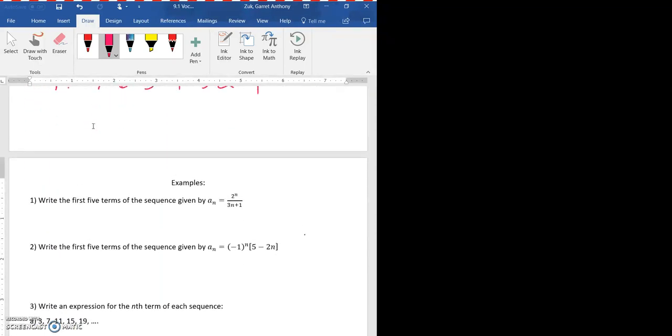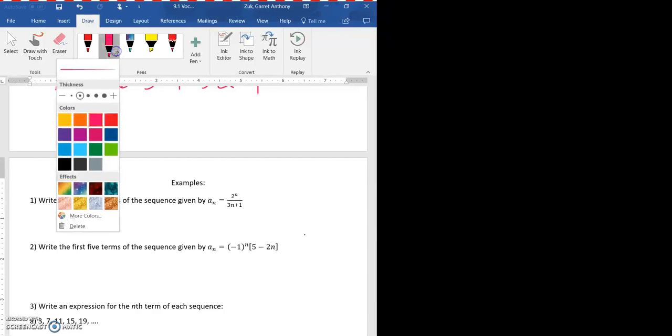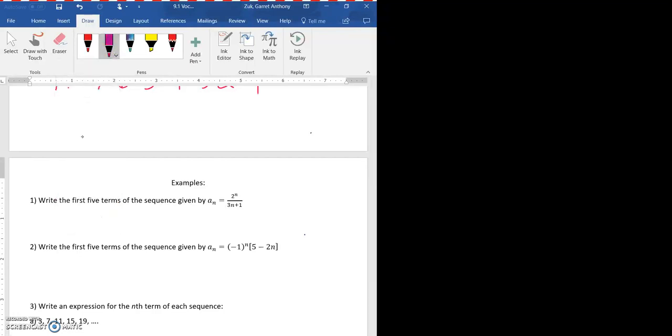So let's play around with some examples and see what sort of problems you're going to see, the kinds of things you're going to be asked. One common problem might look like this: I give you the rule, and I want you to tell me some of the terms in this sequence. So I've got this first example here where a sub n is equal to 2 to the power n over the quantity 3n plus 1.